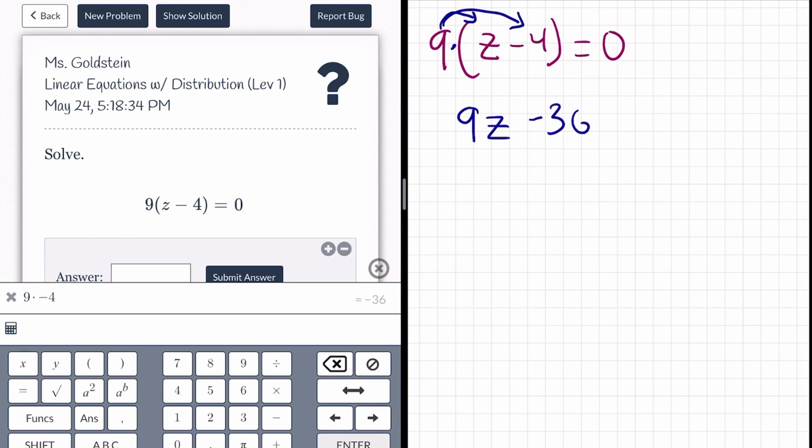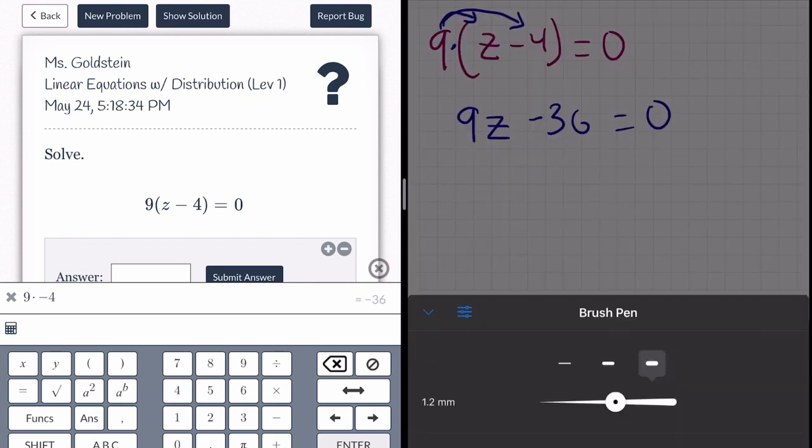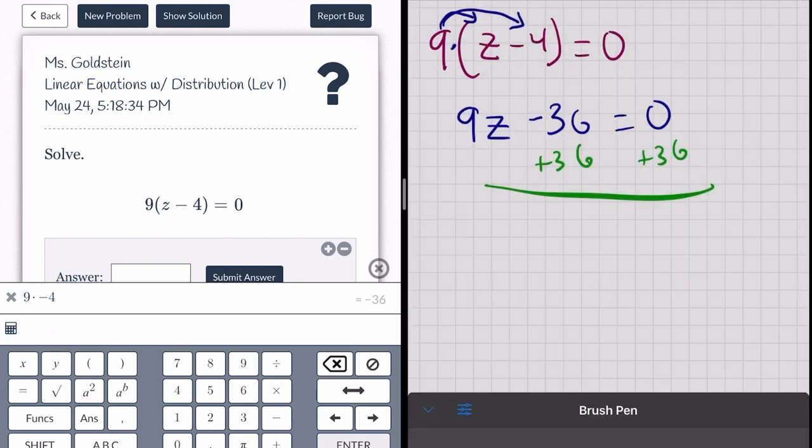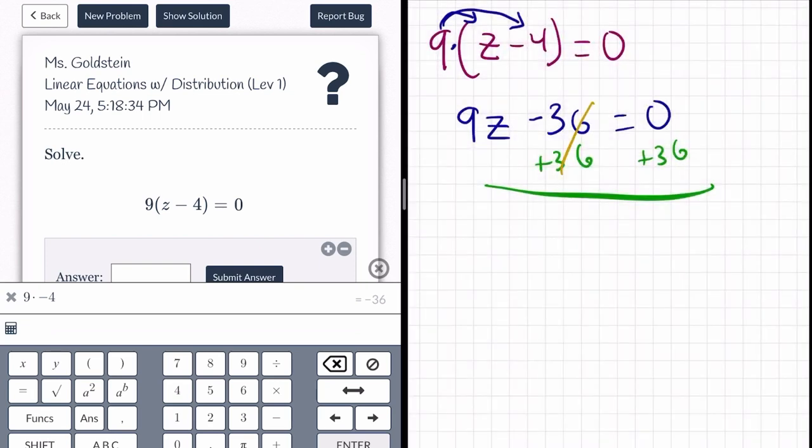Now I don't want to distribute 9 to the 0. It's not in the parentheses, so I just bring that down. Now I have a two-step equation. My negative 36 is further away from z, so I do the opposite of minus 36, which is plus 36 on both sides. The whole point of doing that is so that I can cancel out my opposites. I bring down 9z equals 0 plus 36 is 36.